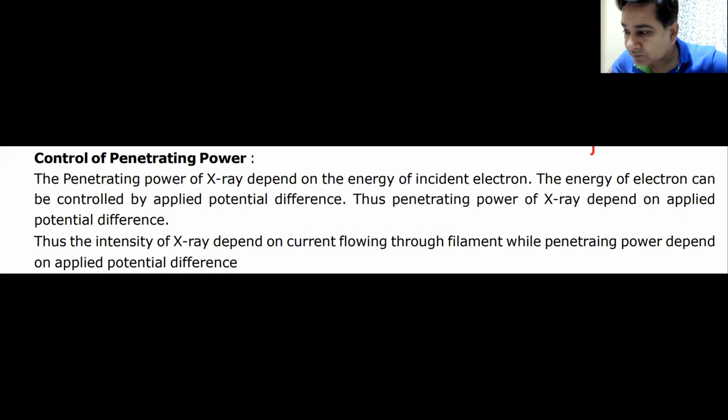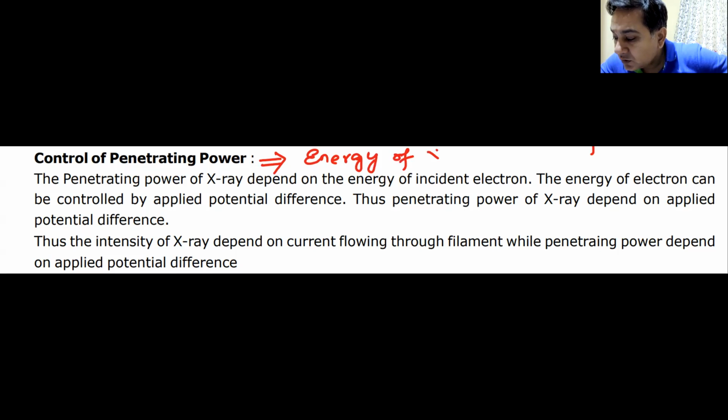Then the next thing would be the energy of this X-ray. One is the number of X-rays, the other is the energy of X-rays, yes or no? So basically, instead of calling it the energy of X-rays, we call it the penetrating power of the X-ray, which simply refers to the energy of X-rays. Yes or no? Yes, sir.